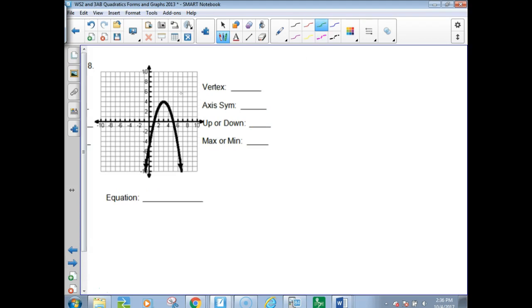Okay, so where's the vertex on number 8? It's at 3, 4. So the axis of symmetry is x equals 3. It opens down, of course, so it has a max. Don't do the equation part.